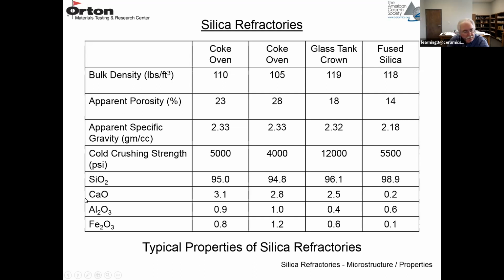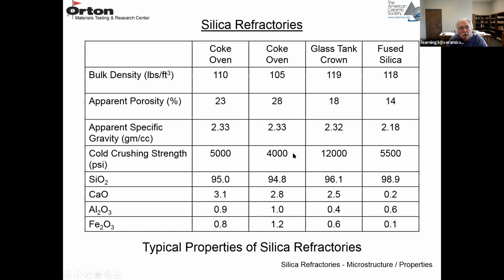Because there's no CaO, 3%, 2.5%, 3% CaO in these refractories for the mineralizer, it's not present there. And some other impurities that are in Fe2O3, usually from 1%. So those are typical properties for a silica refractory.